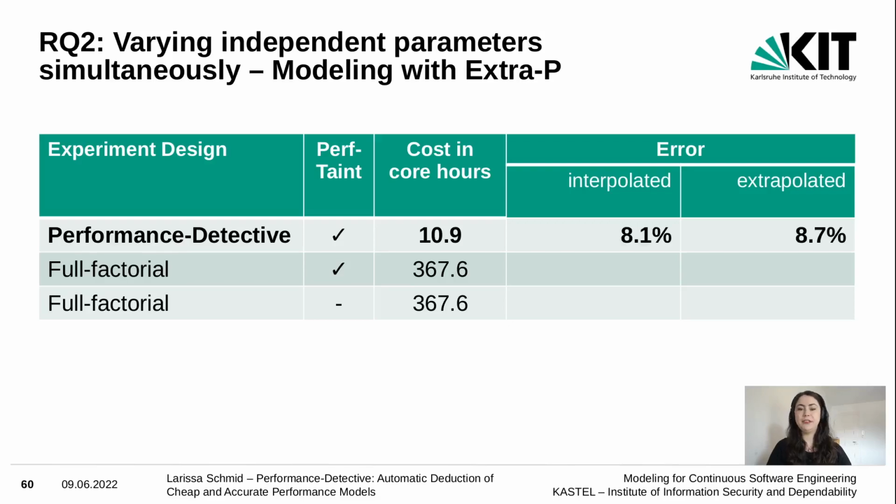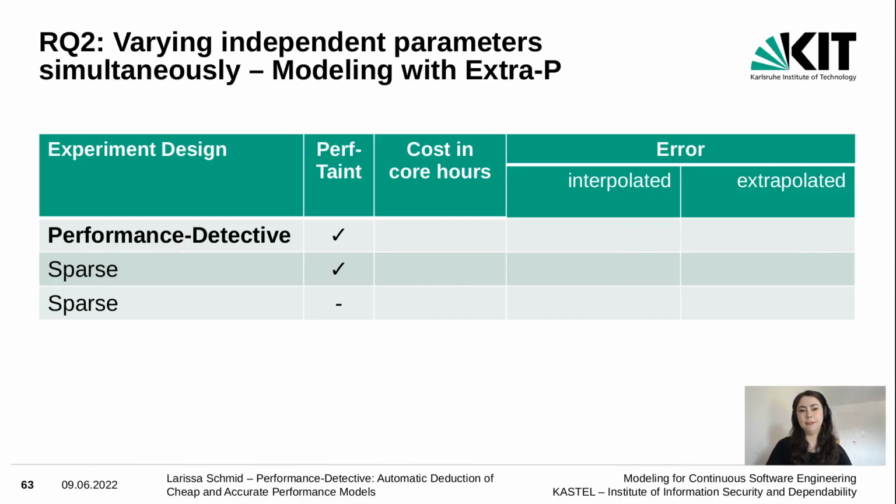So performance detective gives us a prediction error of around 8% for the interpolated test set, and also around 8, maybe more 9% for the extrapolated test set. And the full-factorial measurement design, however, gives us around the same errors with 9 and 10 respectively, and a bit lower errors for the full-factorial measurement design without Perf-Taint, but still around the same.